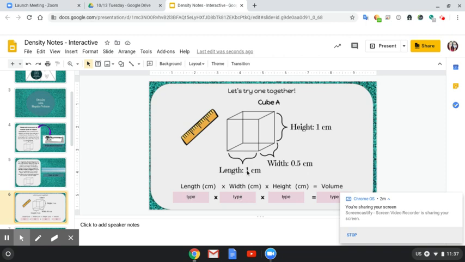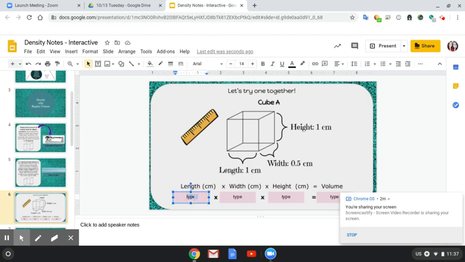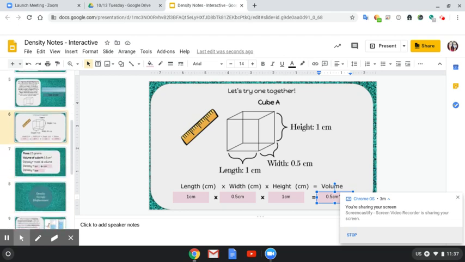So if we have a length of 1 centimeter, and we have a width of 0.5, and we have a height of 1 centimeter, you're going to multiply 1 times 0.5 times 1, which gets you 0.5 centimeters, I'm going to do a little caret, cubed. So that would be your volume of this cube.